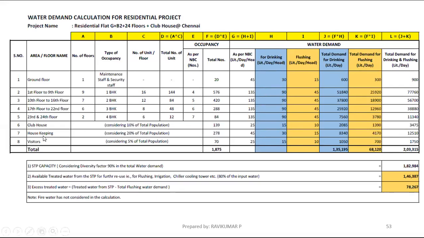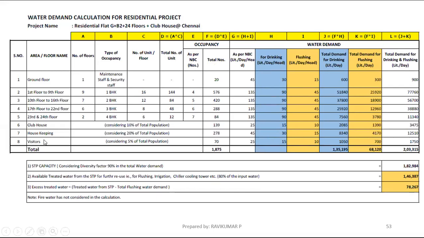For that consideration, you take the total population, and 20% of the total population gives you 278 people. For each person you have to give 40 liter per day as per the NBC. The 40 liter breakup will be 30 liter per day for domestic purpose and 10 liter per day for flushing purpose. So accordingly you can calculate, and you will get 12,510 liter per day.